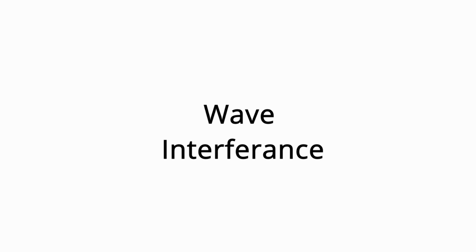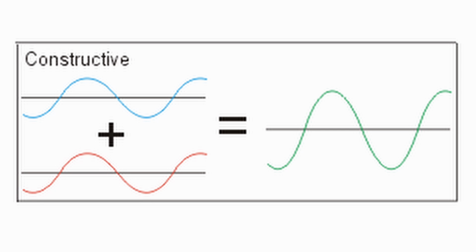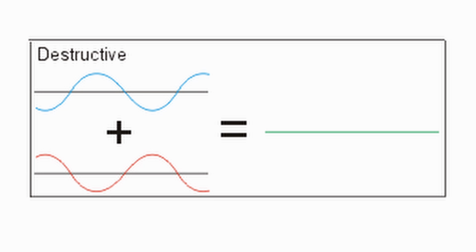When separate waves interact with each other, this is called wave interference. There are two main types of interference, constructive and destructive. Constructive is when the waves line up with each other, doubling their amplitude and making the sound louder. Destructive is when peaks line up with troughs, canceling out and making the sound quieter.